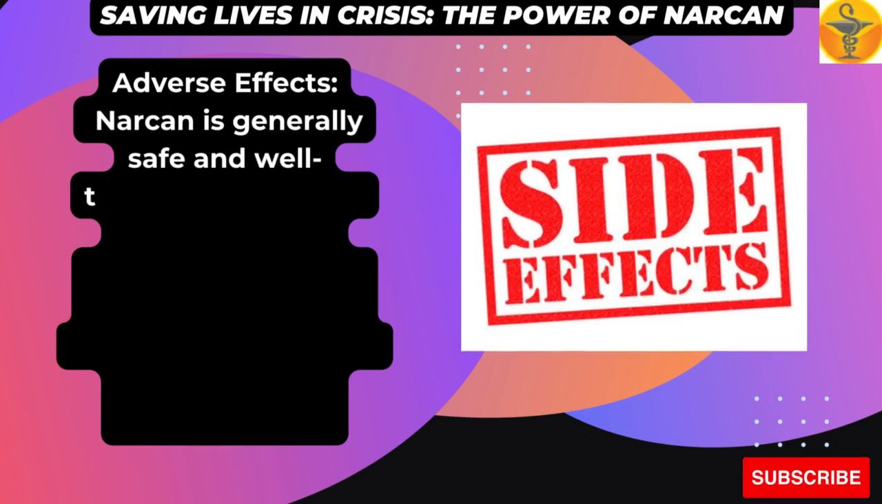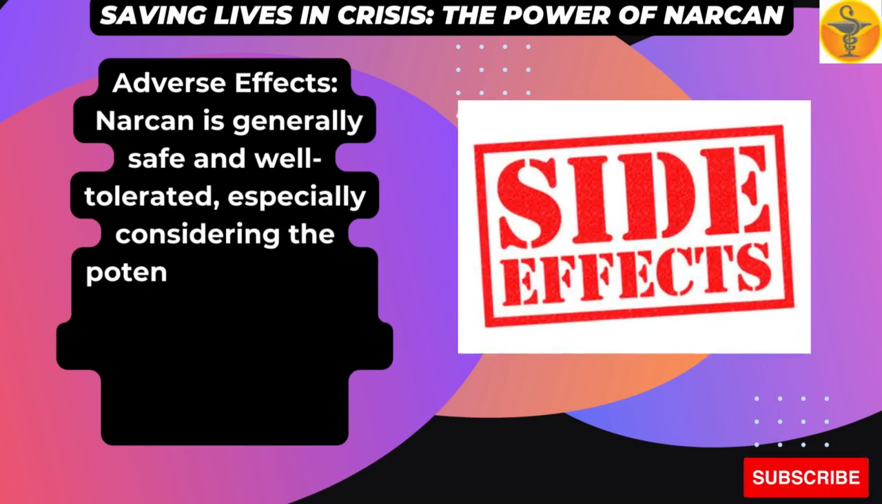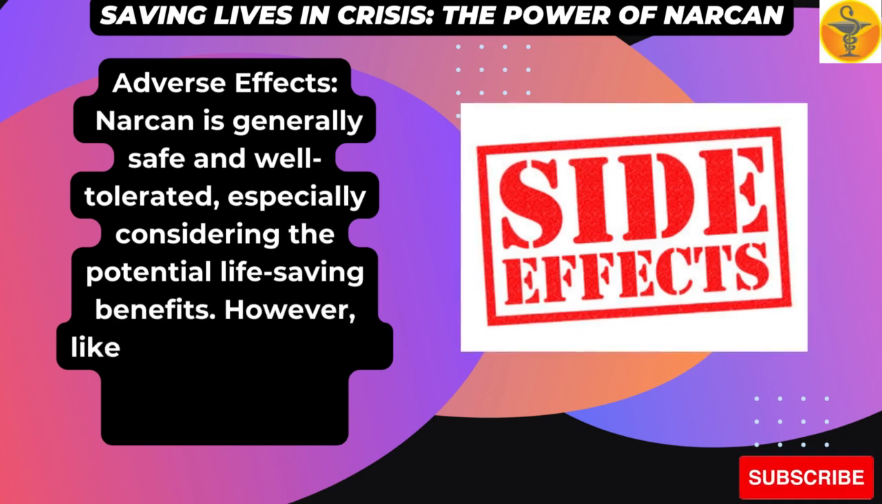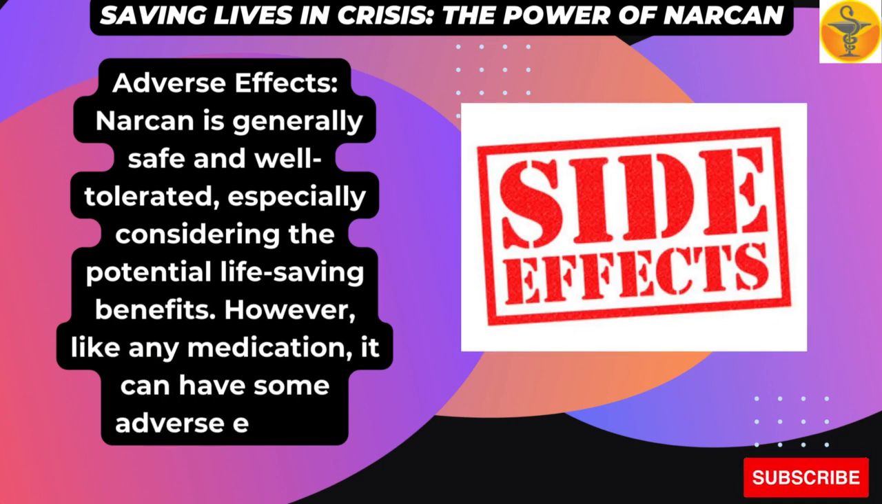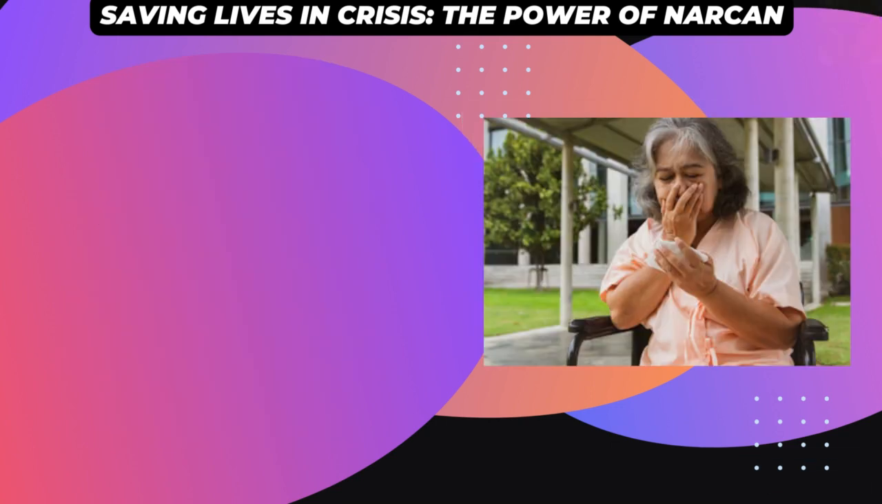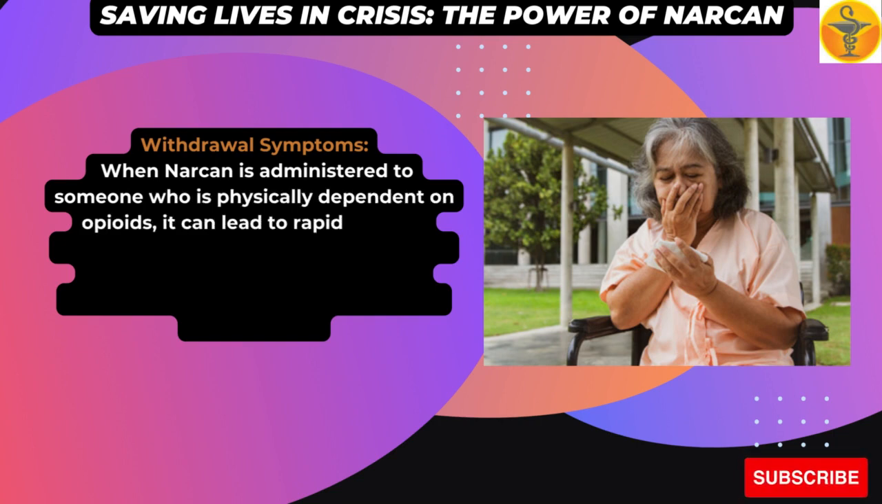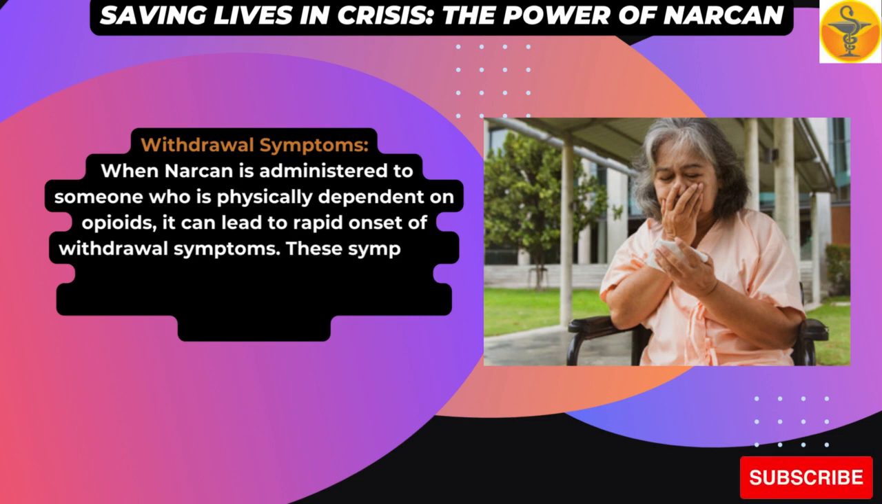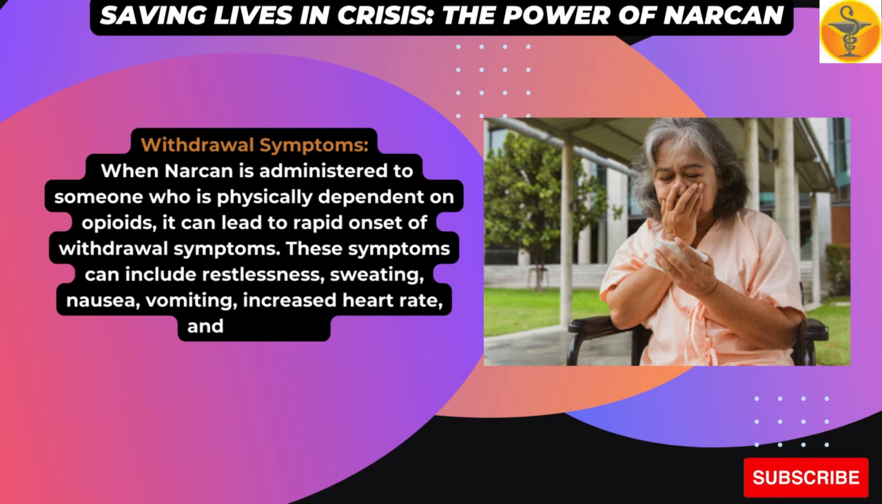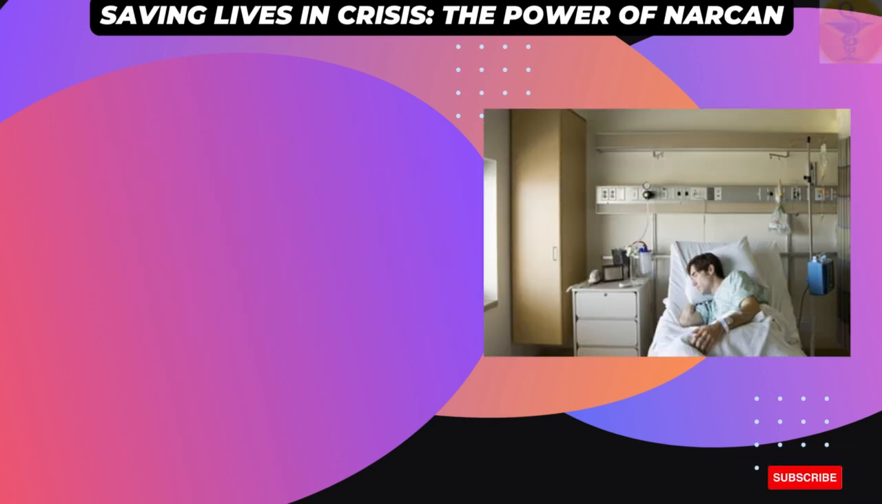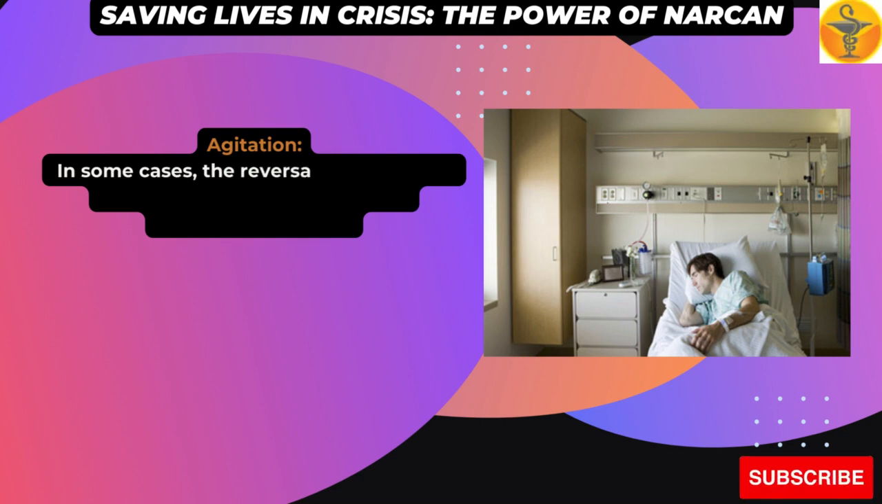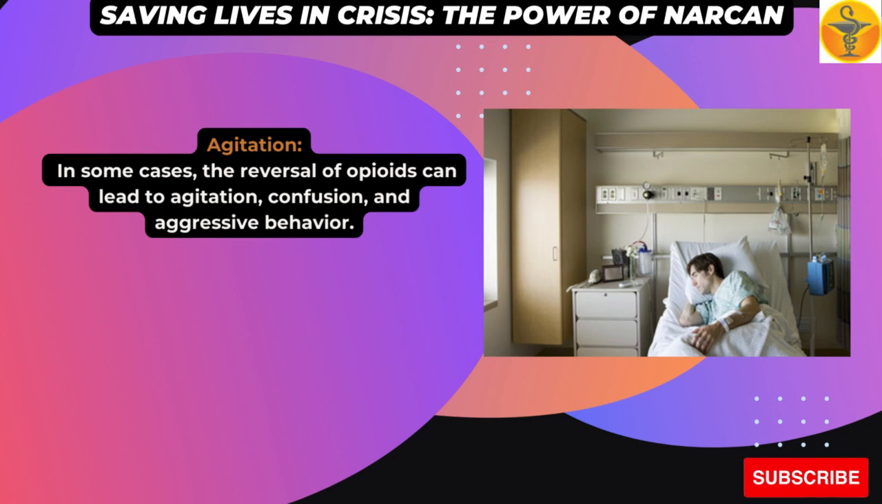Adverse effects. Narcan is generally safe and well tolerated, especially considering the potential life-saving benefits. However, like any medication, it can have some adverse effects. 1. Withdrawal symptoms. When Narcan is administered to someone who is physically dependent on opioids, it can lead to rapid onset of withdrawal symptoms. These symptoms can include restlessness, sweating, nausea, vomiting, increased heart rate, and agitation. 2. Agitation. In some cases, the reversal of opioids can lead to agitation, confusion, and aggressive behavior.